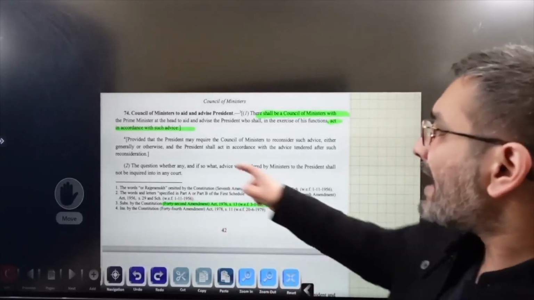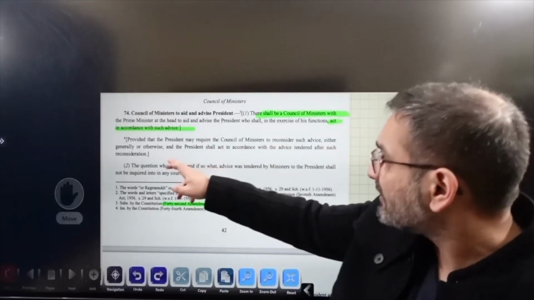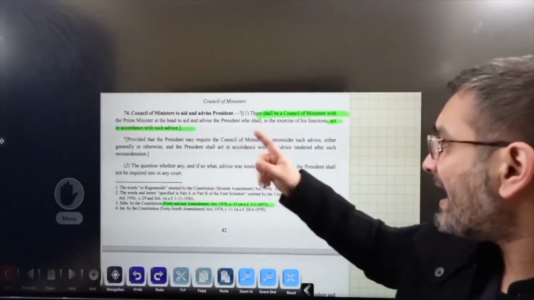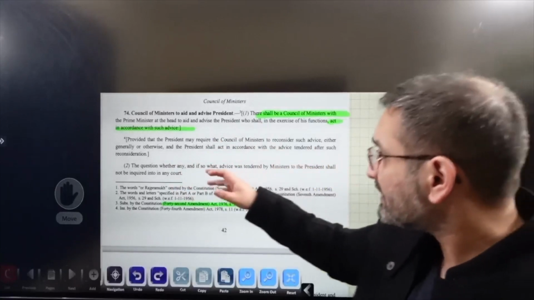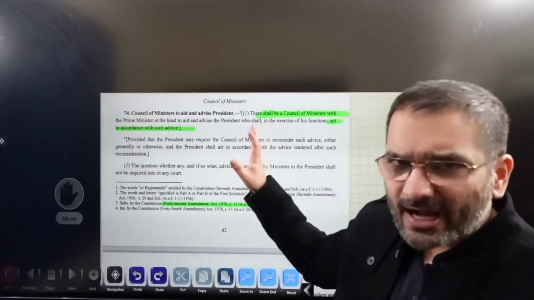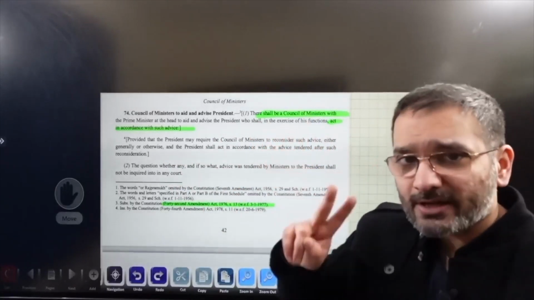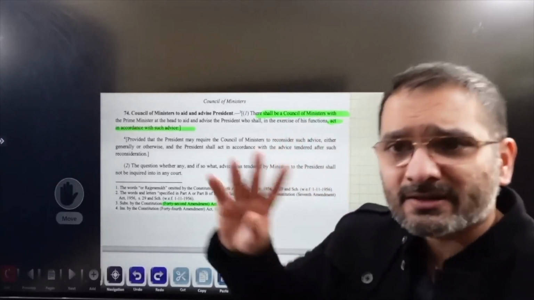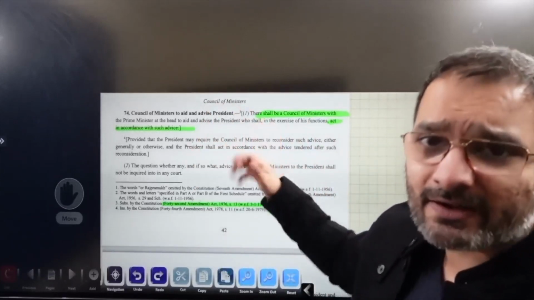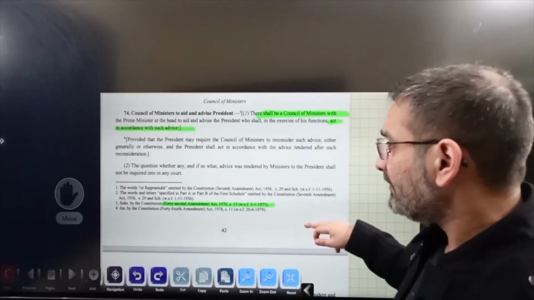Provided that the President may require the Council of Ministers to reconsider such advice, either generally or otherwise, and the President shall act in accordance with the advice tendered after such reconsideration. So that is the 44th Amendment. I believe that if you mention the 42nd Amendment, how the advice is binding, and how the Council of Ministers is headed by the Prime Minister, all of which is given in Article 74, that is more than sufficient for your answer. Okay.